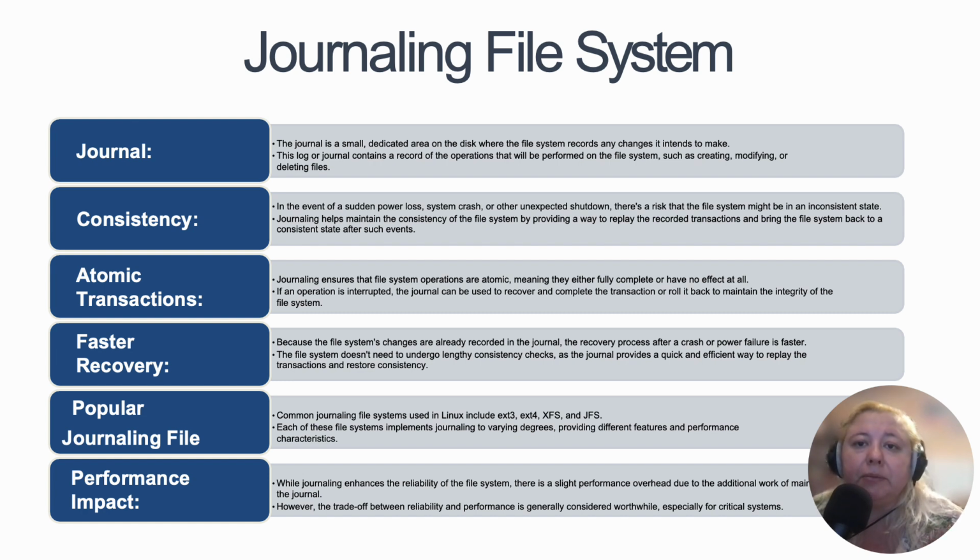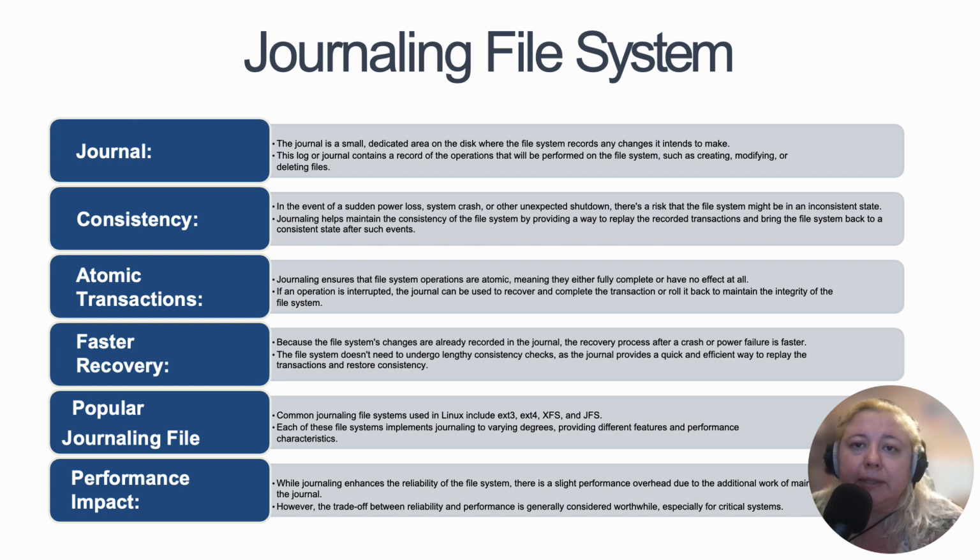Because the file system changes are already recorded in a journal, the recovery process after a crash or power failure is faster. The file system doesn't need to undergo lengthy consistency checks, as the journal provides a quick, efficient way to replay the transactions and restore consistency.